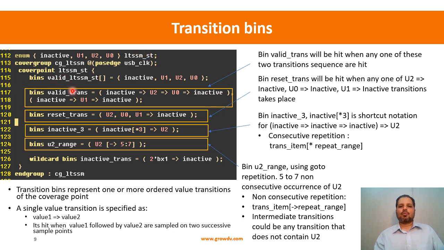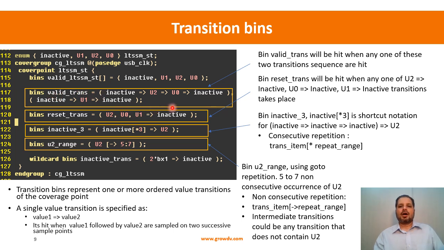And I'm not going to be looking at this one, so this one we are just covering all the states. So let's look at these 4 bins that I have boxed. Let's say this is the first one. This is a valid transitions. So valid transition bin, you see it is covering 2 transitions.